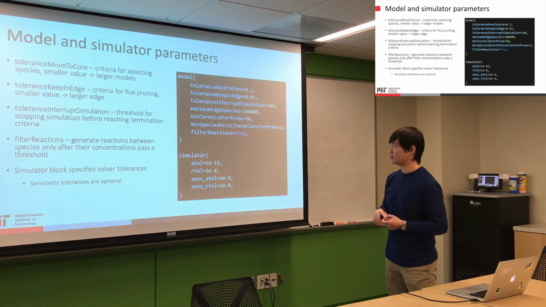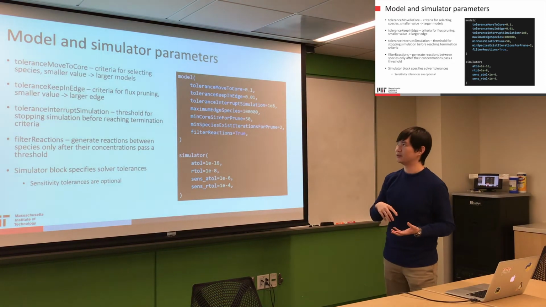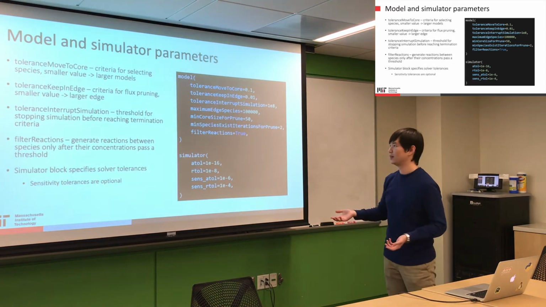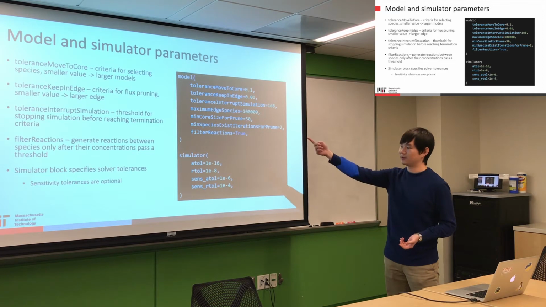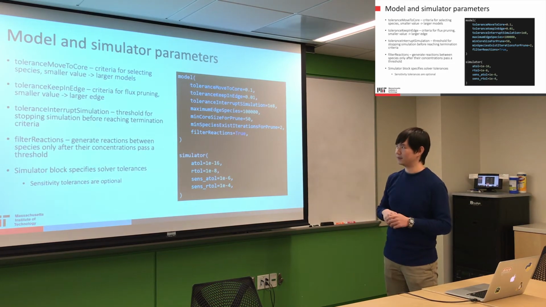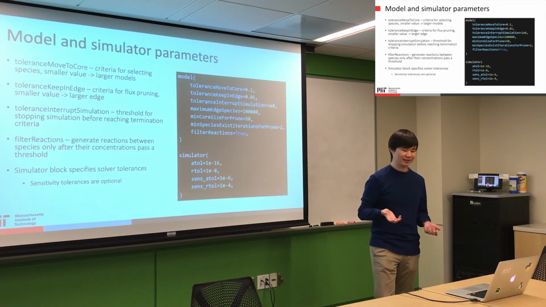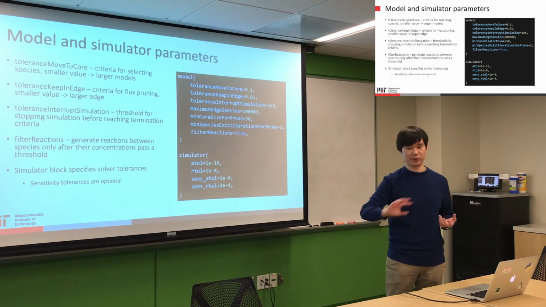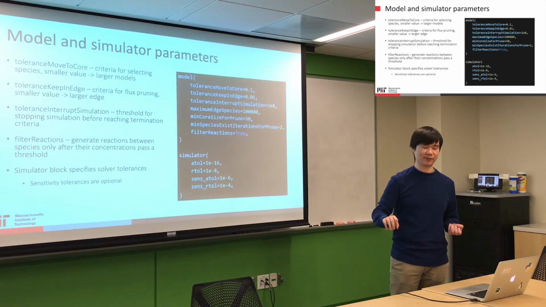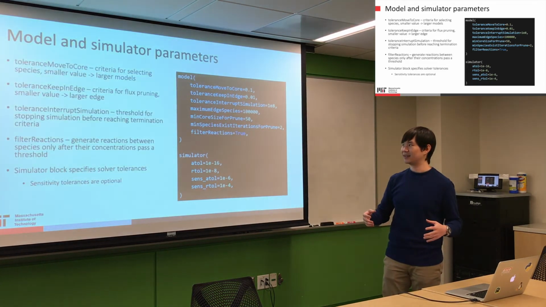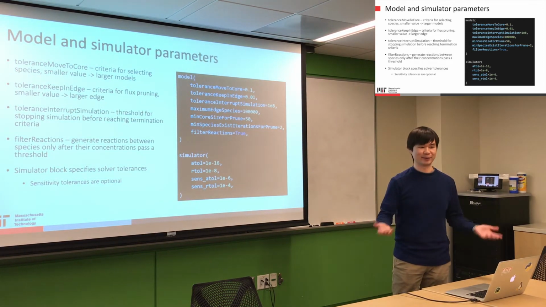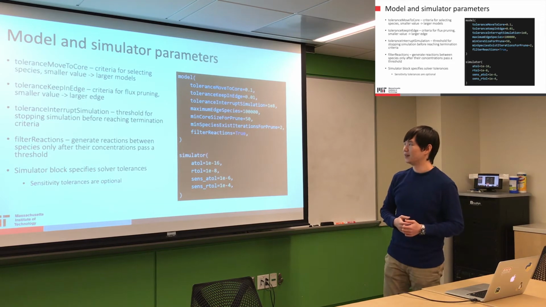So if you have a smaller value, you're going to end up with larger models. There's another tolerance called keep in edge, which is a criteria for flux pruning. Pruning is a way to remove species which you think might not be important to keep your overall edge size small and more manageable in terms of memory use.